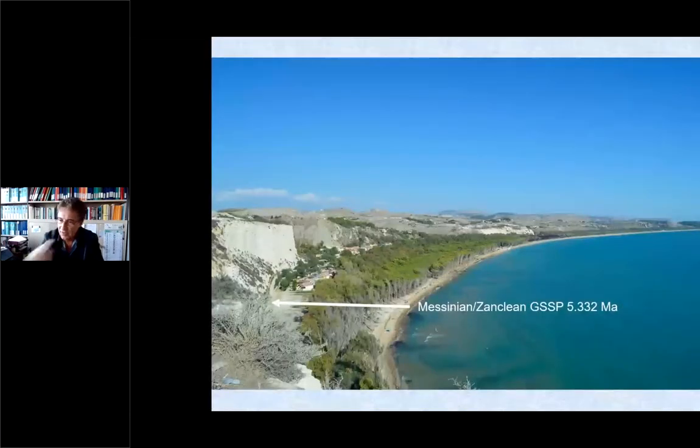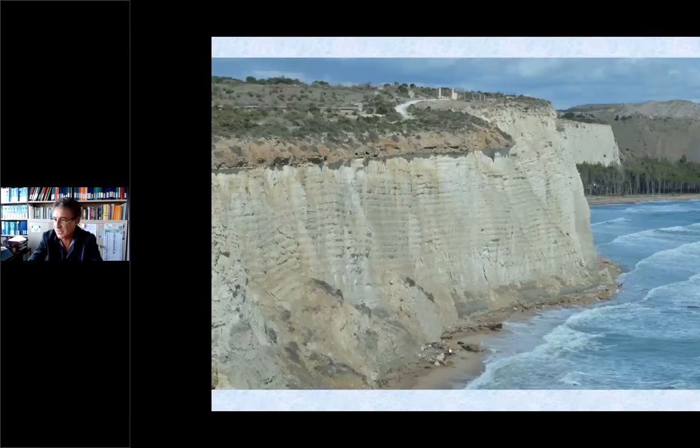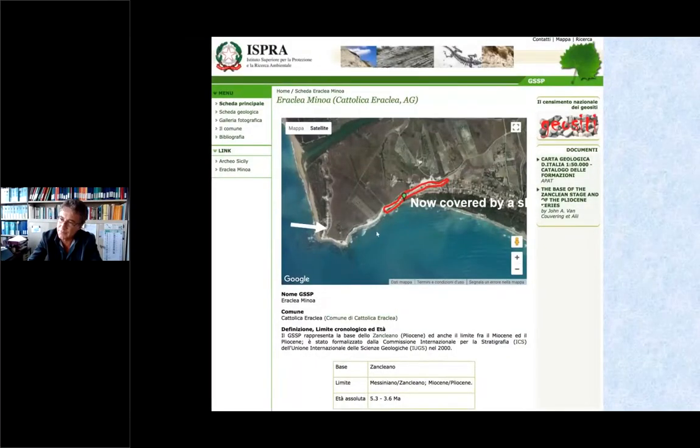So this is a panoramic view of the Heraclea Minoa section where we have the Messinian-Zanclean GSSP. For this boundary, using external astronomical tuning, Fritz proposed an age of 5.33 million years. But the problem is that this slide has completely covered the boundary. So for this reason, the best outcrop now is not in the same place, but just 1 kilometer far along the beach, in the other part of the promontory.